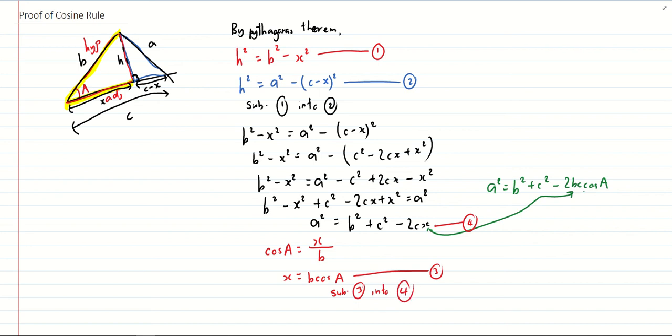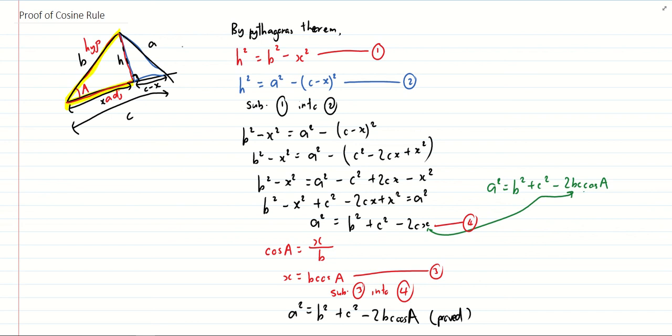I will end up with a square equals b square plus c square minus 2cx. x is b cosine A. So if I rearrange everything, I'll have 2bc cosine A itself. Oops, I've got a c there. Let me write this nicely. 2bc cosine A. And that is what I want to prove. So slightly more complicated than the proof for sine rule, but nothing new actually.